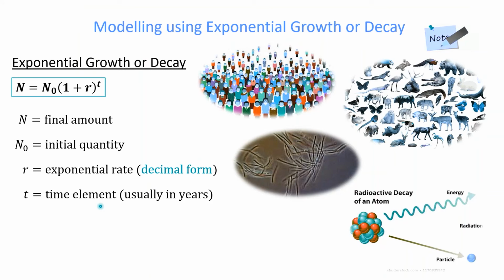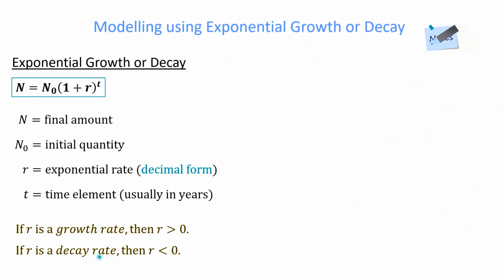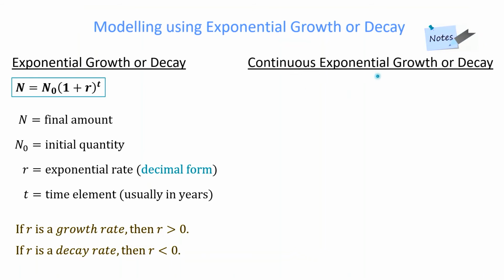And another thing to note, if R is a growth rate, then R is strictly greater than 0, so it's a positive number. If R is a decay rate, then R is strictly less than 0, so it's a negative number. Now previously, we had a continuous compound interest formula. Similarly, we also have a continuous exponential growth or decay formula.